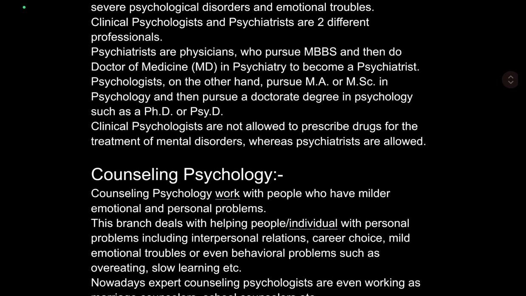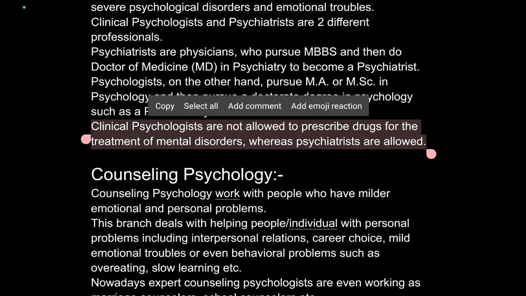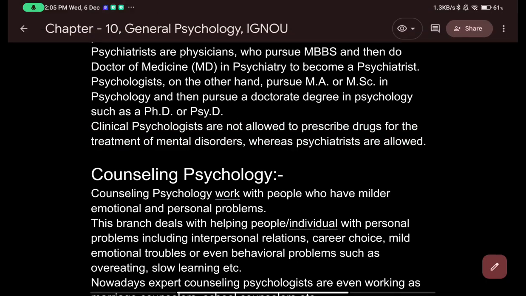Clinical psychologists are not allowed to prescribe drugs for the treatment of mental disorders, whereas psychiatrists are allowed. This is a very strong and main point that you need to remember. Psychologists are not allowed to prescribe any kind of medicine for any mental disorders. They can prescribe some techniques, some natural methods. They can talk to the patient, try to understand him, and try to treat him with verbal or communicative methods, but they cannot tell him to take any particular drugs or medicines. But psychiatrists are doctors, so they are allowed to prescribe medicines to patients.